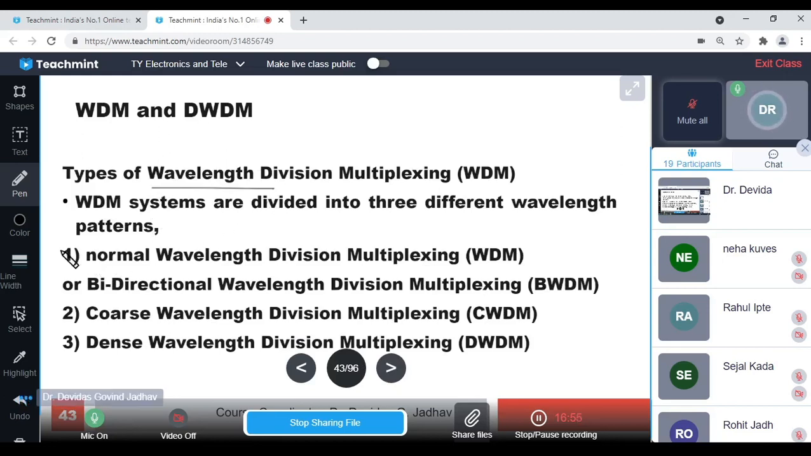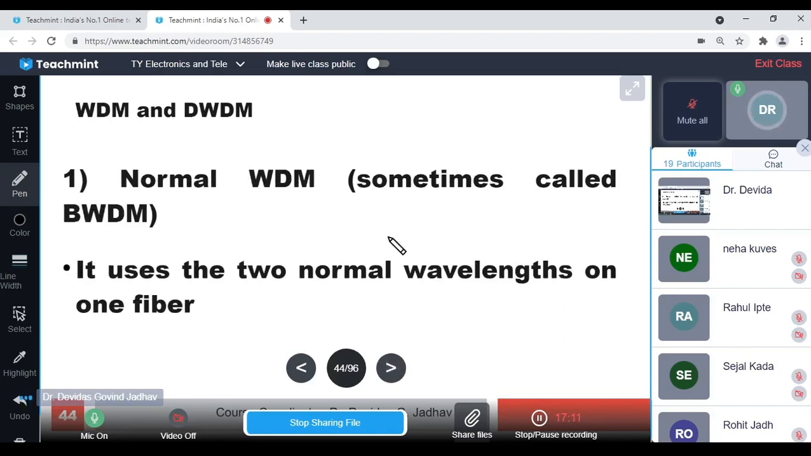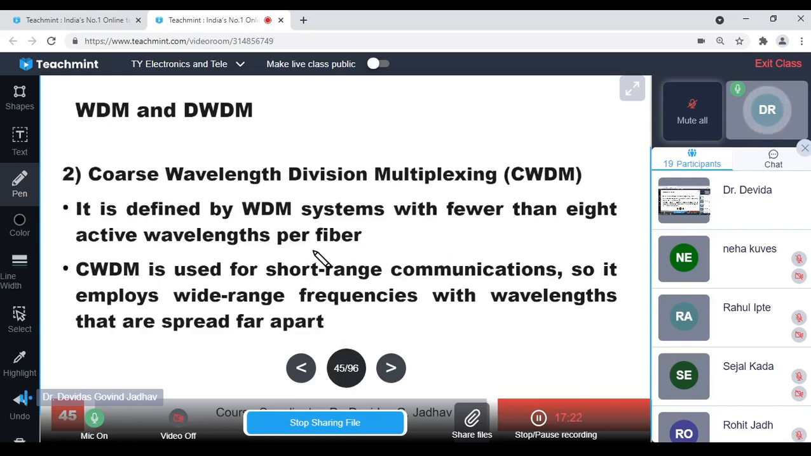Then the types of WDM are: normal wavelength division multiplexing, WDM, which is also called bidirectional wavelength division multiplexing, BWDM. Second is coarse wavelength division multiplexing, CWDM, and third is dense wavelength division multiplexing, DWDM. Okay, normal wavelength division multiplexing is also called BWDM. It uses two normal wavelengths on one fiber. Coarse wavelength division multiplexing, CWDM, is defined as a system with fewer than 8 active wavelengths per fiber, and the maximum will be 8 in CWDM.